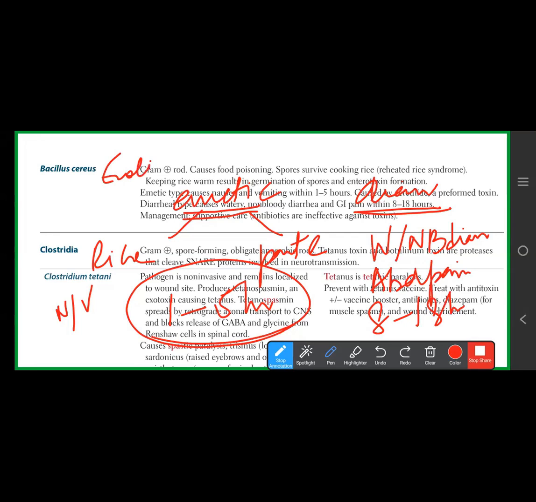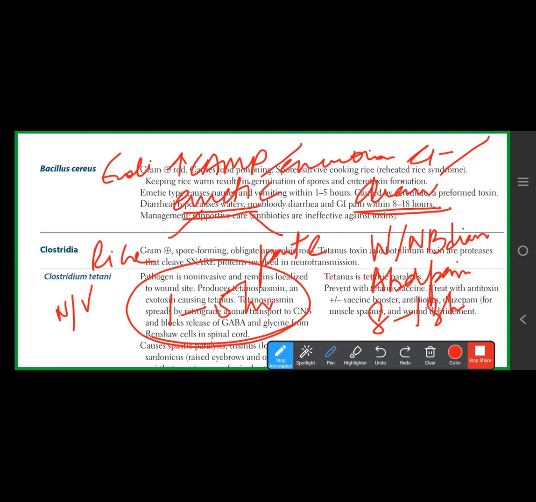E. coli, we haven't come across it till now, but it's going to increase your cAMP. It's going to cause excretion of your chloride and it's going to cause water loss. Increase your cAMP, excretion of chloride and water loss. So they will ask you this as a comparison with E. coli.